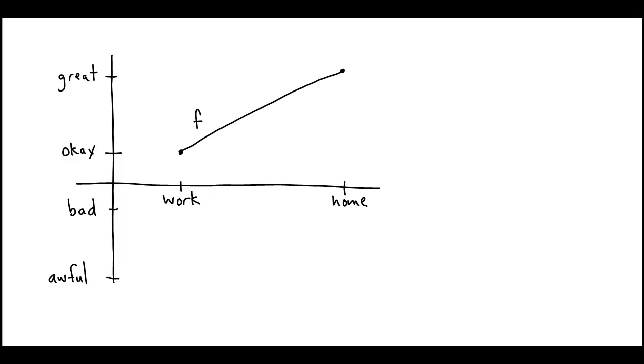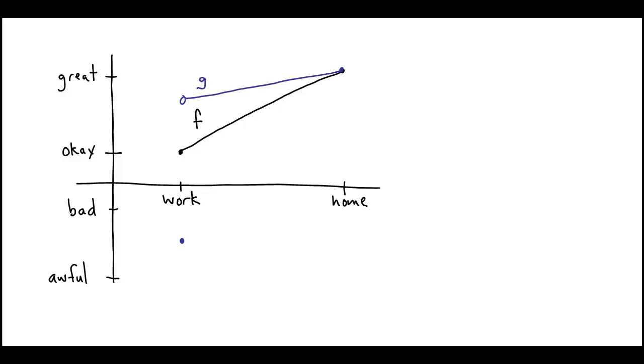Okay, let's start with a silly example. Here's your graph. We are talking about work and home, and we're rating whether it's good or bad at various locations. Okay, so let's look at graph F. The person who says graph F says that work is okay, home is great, and as this person goes from work to home, life just keeps getting better and better.